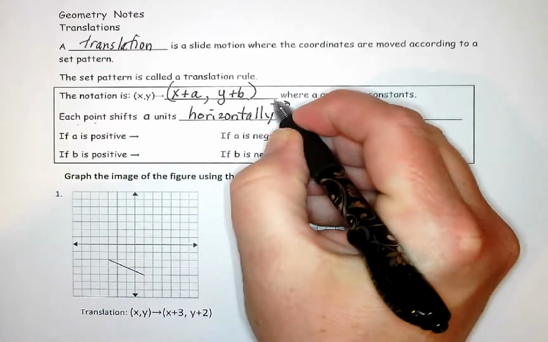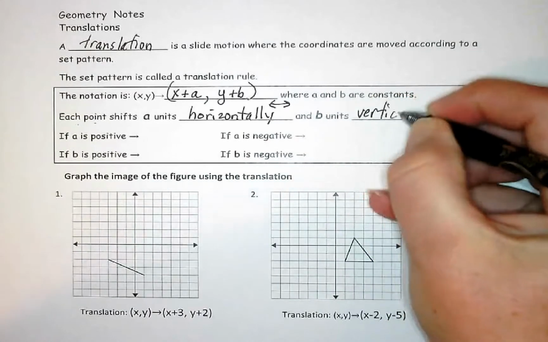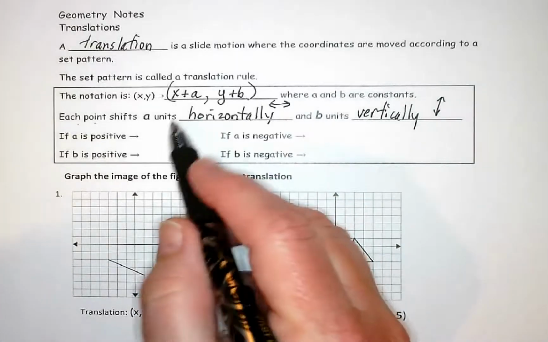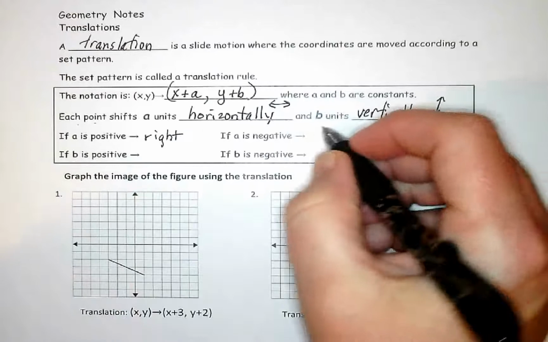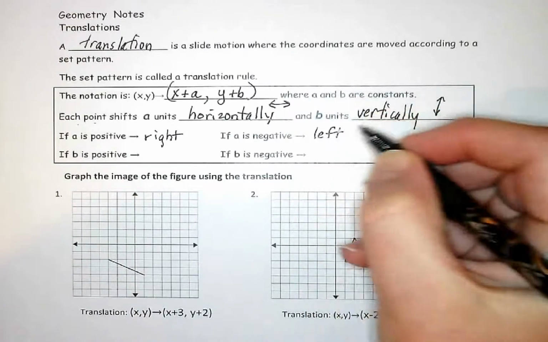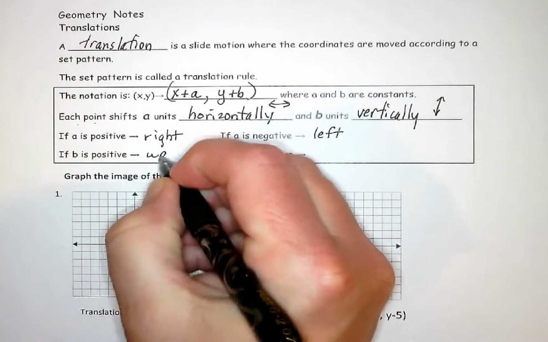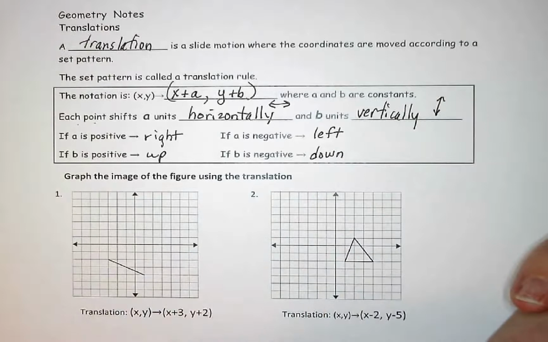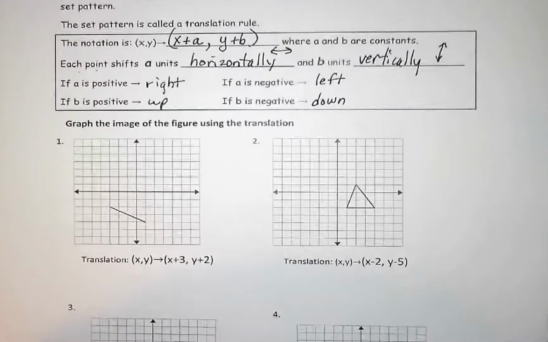And horizontally means left and right. And it will go b units vertically, which is up and down. If a is positive, we're going to go to the right. If a is negative, we go to the left, just like the number line. If b is positive, we're going to move up, and if b is negative, we're going to move our point down. So we just have to have that pattern or the directions of which way we're going to go.